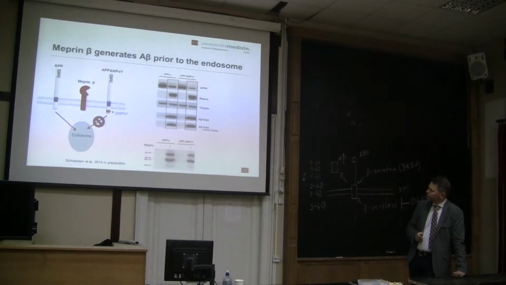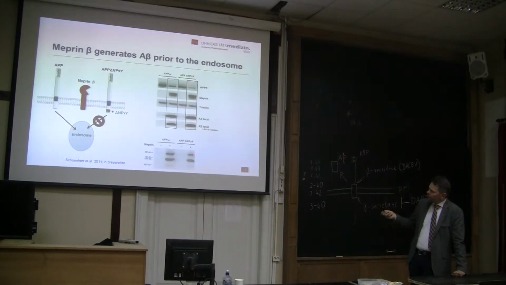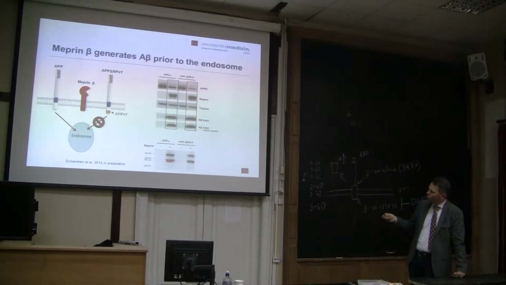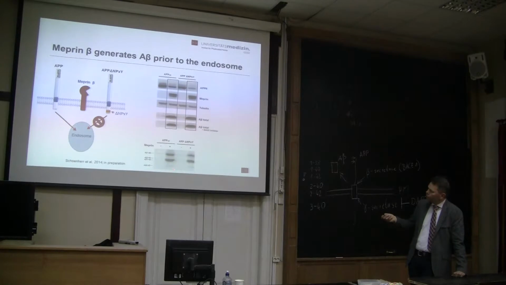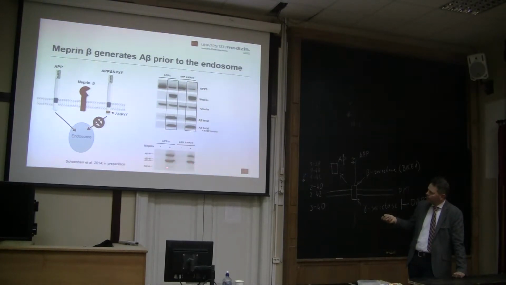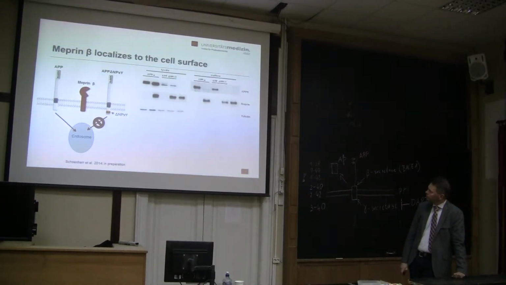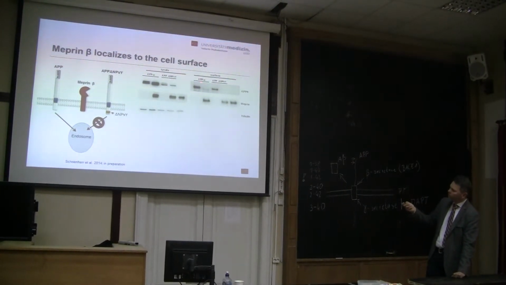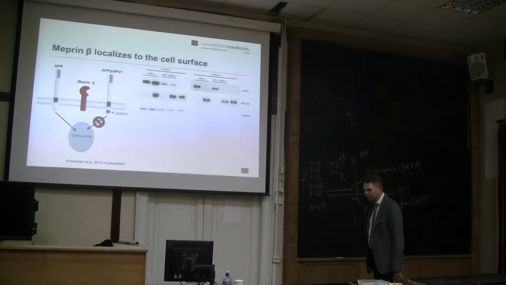Okay? And meprin is nicely doing its job in the way that it generates Aβ 1 to 40 peptides, as well as 1 to 42 peptides, as well as 2 to 42 peptides. Or these are 2 to 40 peptides, right? And these are 2 to 42 peptides. So it's generating the shorter peptides. And it's doing its job at the cell surface, and we show that by a surface biotinylation experiment.